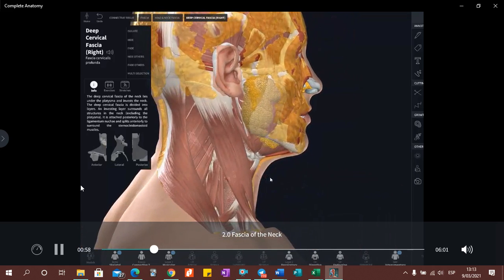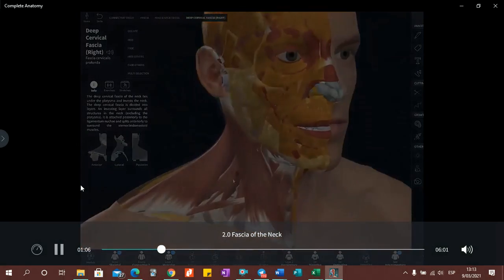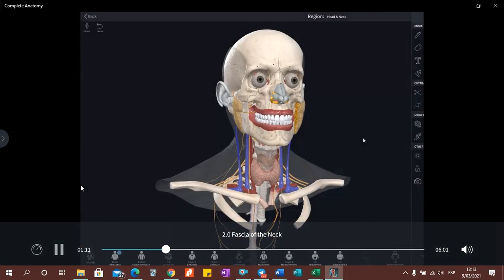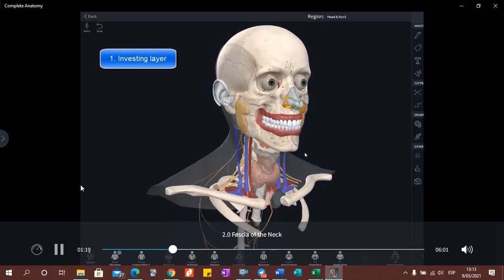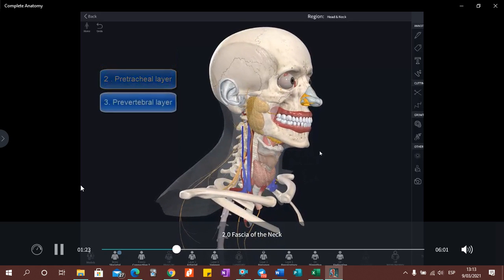So basically what we have is fascial planes that arise, and these fascial planes are clinically very important because they can determine the direction in which an infection in the neck can spread, for instance. So now let's briefly touch on the deep cervical fascia, all right? The deep cervical fascia will consist of three distinct layers. The first layer is going to be called the investing layer. Then you will have a layer of pretracheal, and then prevertebral fascia.